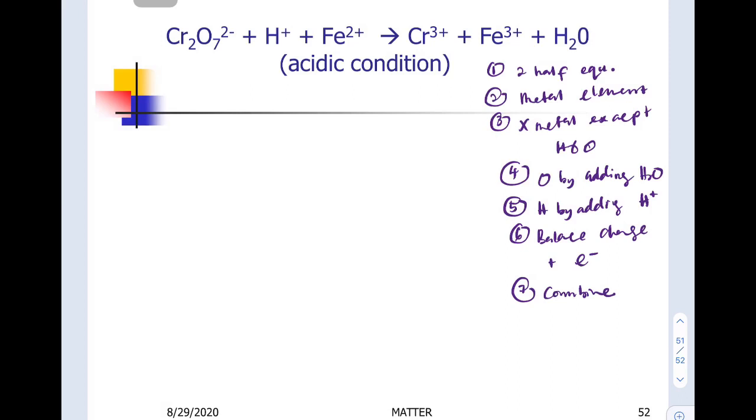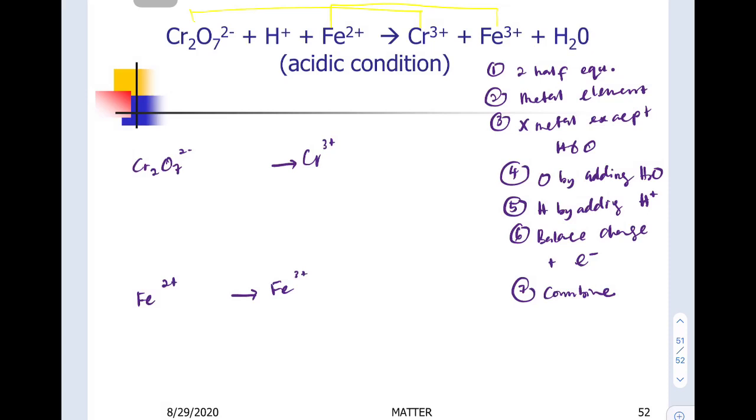So let's look at this example. We have to get two half equations and identify the pattern. Cr2O7 2 minus, of course, will produce Cr3 plus, as the Fe2 plus will form Fe3 plus. So write the two half equations. The first one is Cr2O7 2 minus turns to Cr3 plus. And then the second half equation will be Fe2 plus turns to Fe3 plus. Let's balance the half equations one by one.